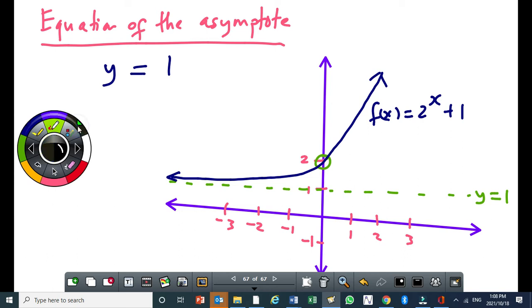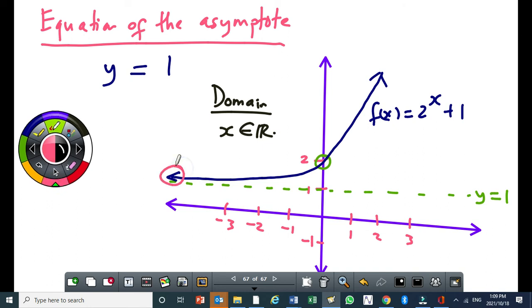Okay? The domain is going to be x is an element of real numbers. Okay? And I told you why. We are starting from negative infinity, yeah, we have negative infinity there, up to positive infinity.